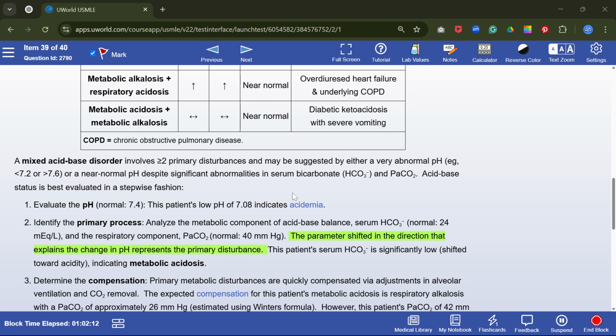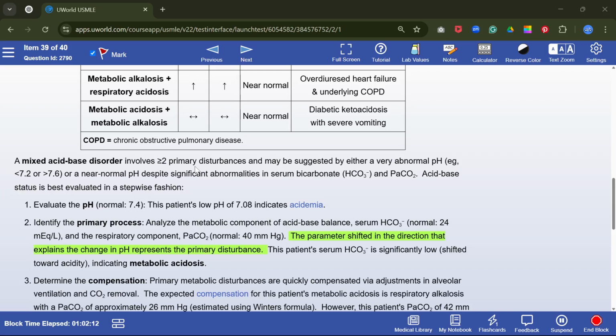Then determine the primary disorder. Analyze the metabolic component, serum bicarbonate, where normal is 24, and the respiratory component, PaCO2, where normal is 40. The component that shifted in the direction that explains the changes in pH represents the primary disturbance.